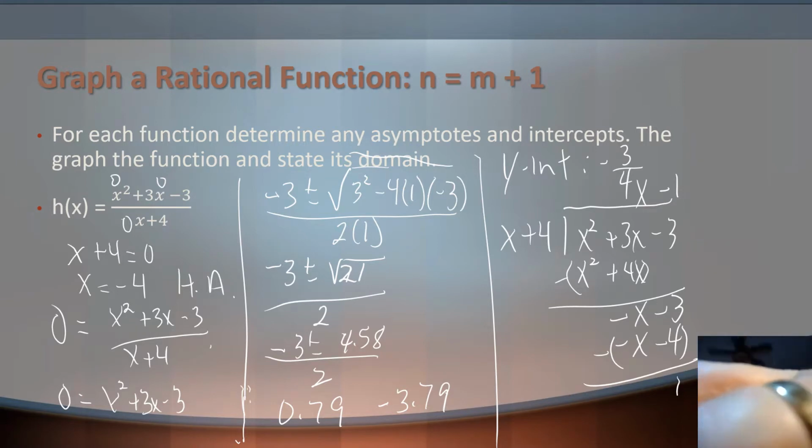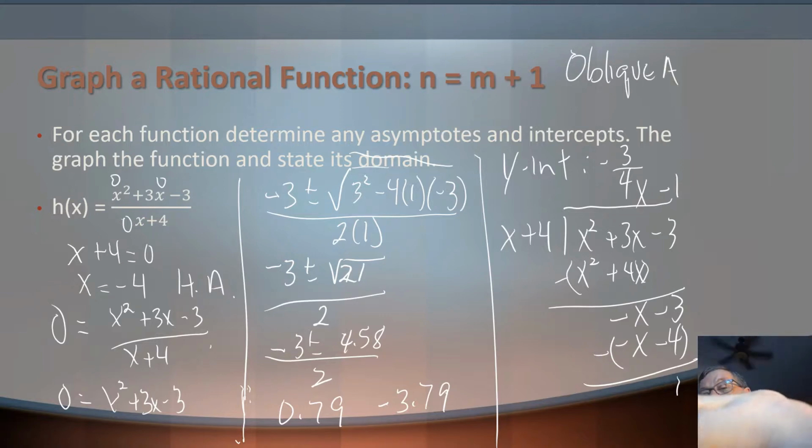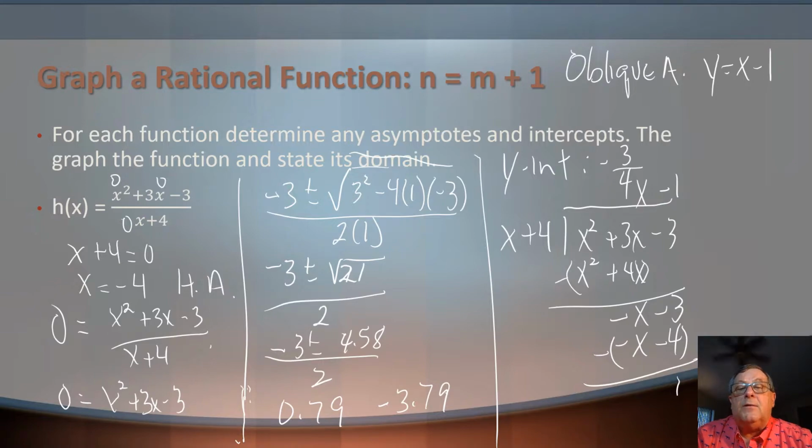And so we've got an oblique asymptote, and I'm just going to say A. I don't want to spell out asymptote, where y equals x minus 1. And we'll see that a little bit later once we graph that. So let's see. We've done the intercepts. We've done the asymptotes. We're still going to need to graph and state the domain. Let's go look at another one before we go, and then we'll use the graphing calculator for both of these.